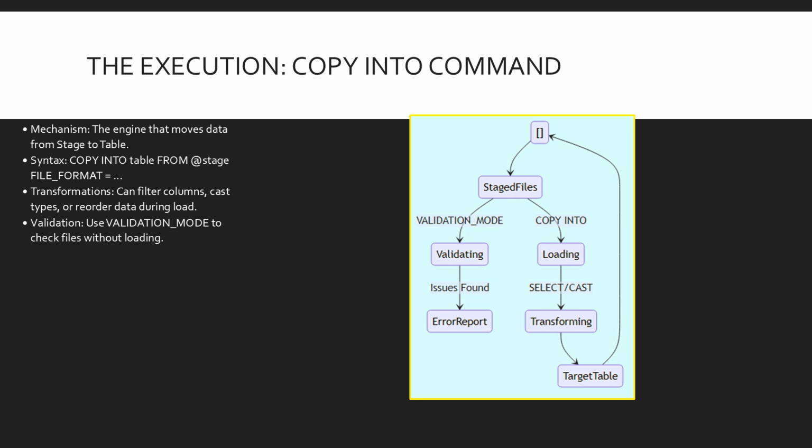This state diagram shows the execution flow of the copy into command. Starting with staged files, you can choose a path. If you use validation mode, you branch to validating, which produces an error report if issues exist. If you proceed with a standard load, you move to loading. Here, you can optionally pass through a transforming state to modify columns or types on the fly before the data finally settles into the target table.